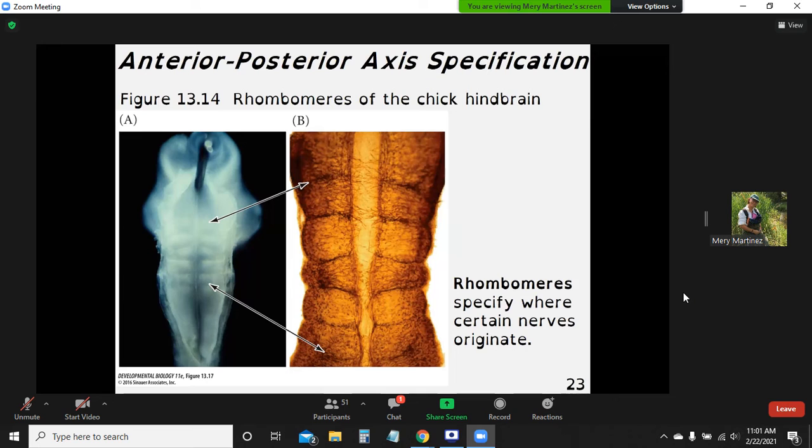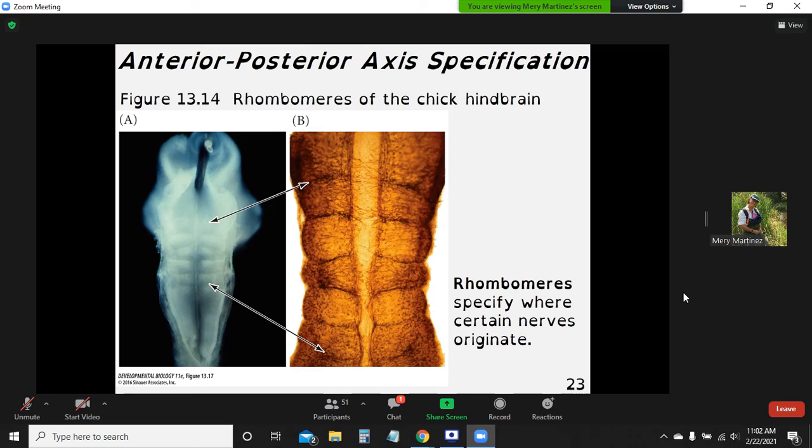The rhombencephalon develops some segmental portions that we're going to call the rhombomeres. They are called rhombomeres because they derive from the rhombencephalon. These rhombomeres specify where certain nerves originate. So the neural crest cells above each rhombomere, here we have the plate, we have the fusion over here, and the rhombomeres that start appearing in there. So above each rhombomere, we're going to have the formation of the ganglia.